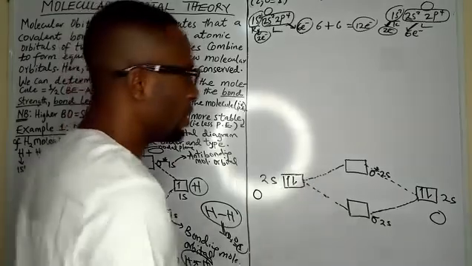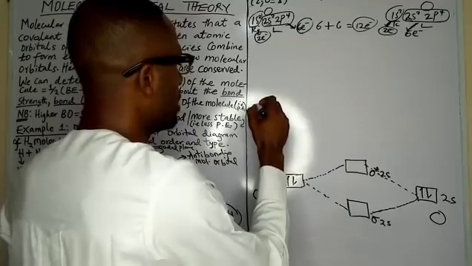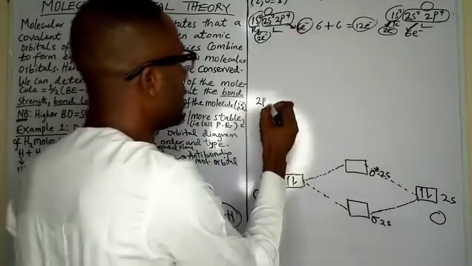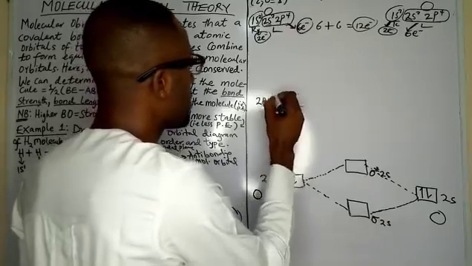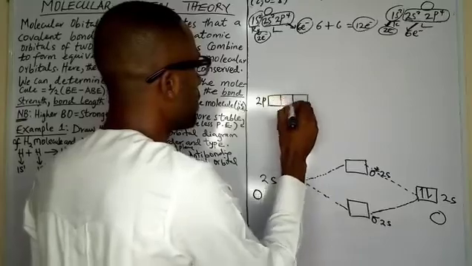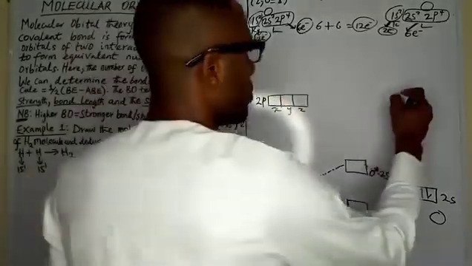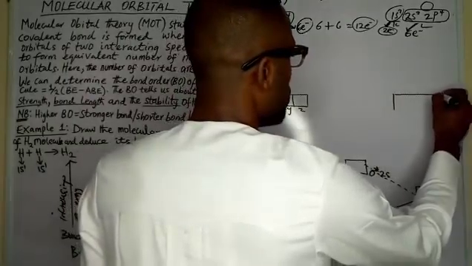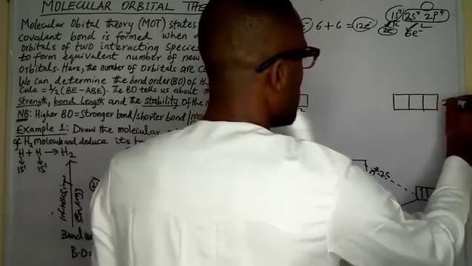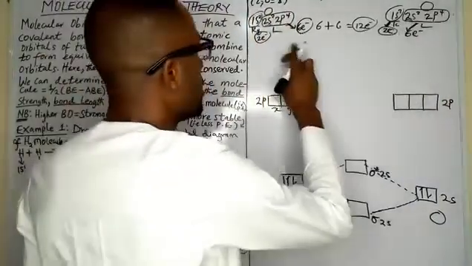Nice. When you have done this, you go to the 2p. Beautiful. We are now in the 2p. Remember, 2p is a degenerate orbital that has 3 orbitals. The 2p sublevel has x, y, and z. You come here again, you have your 2p. That means we are dealing with 3 orbitals in 1. So this is the 2p sublevel.